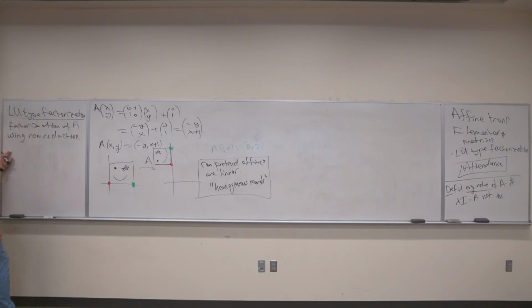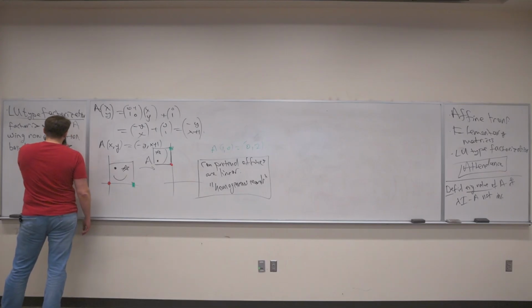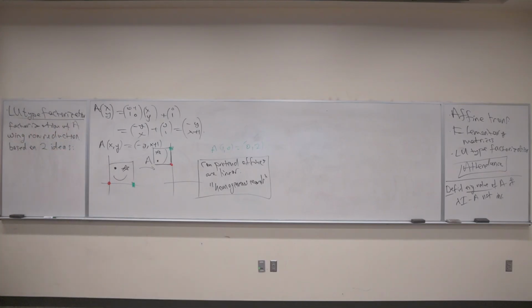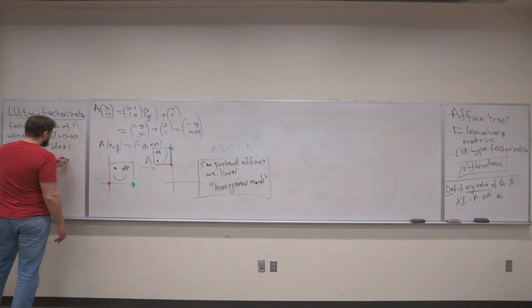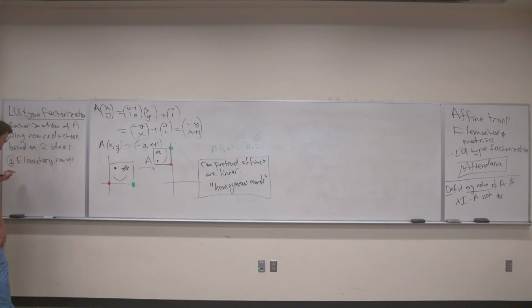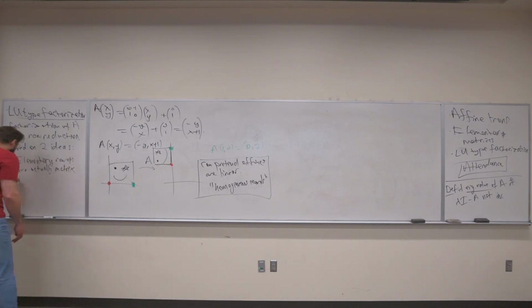Factorization using row reduction is based on two ideas. Idea one is what I said: to each elementary row operation, there corresponds a matrix multiplication. So idea one: elementary row operations are actually matrix multiplication.